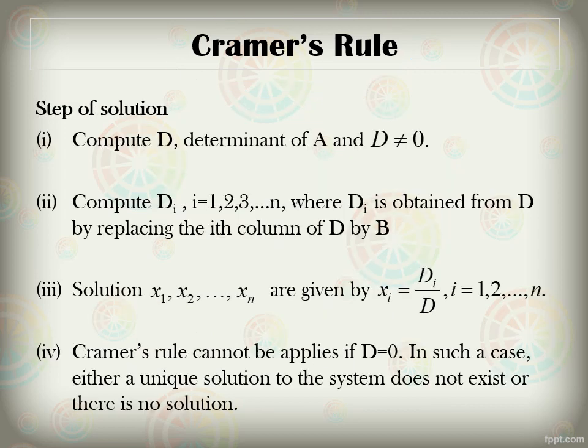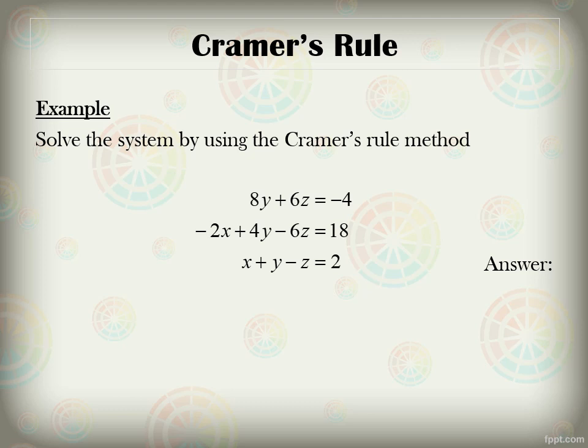I will skip this step because I have explained it in the previous slide. We proceed straight away with the example. Again, we use the same example as we used in our first, second, and third methods. For Cramer's rule, let us use the same example, so that we can see that all the methods should give the same answer.